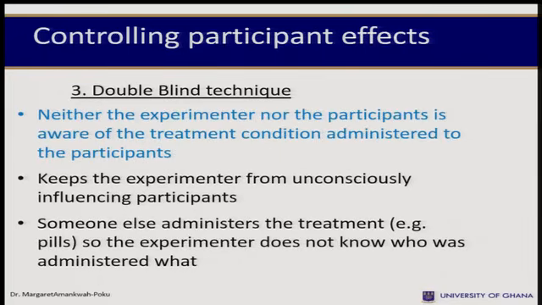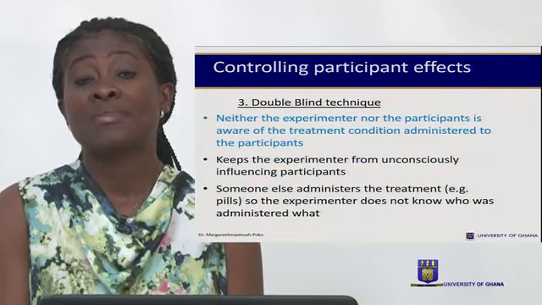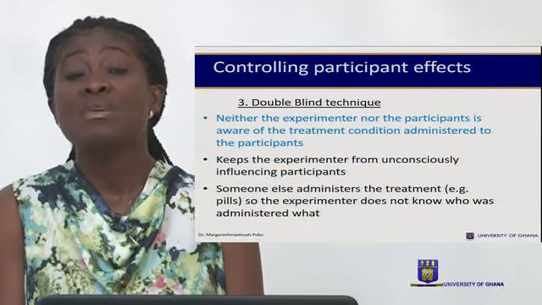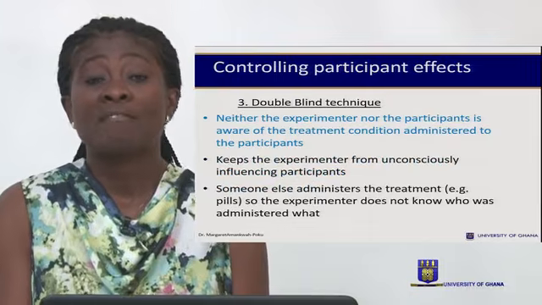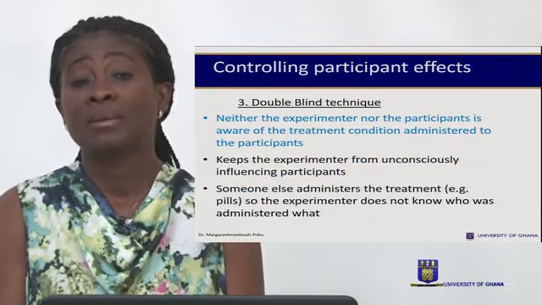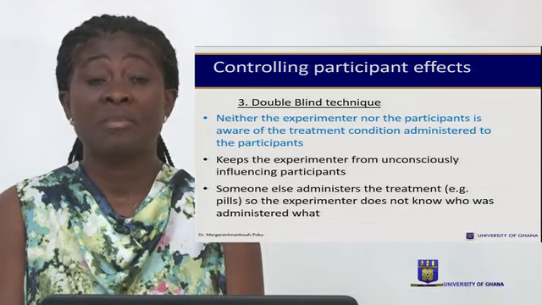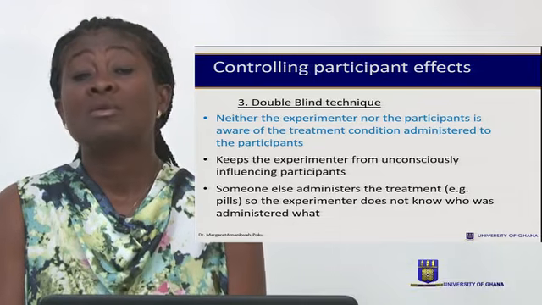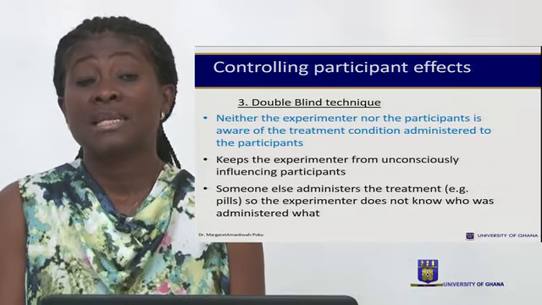Again, we can use what is called the double-blind technique, where neither the participant nor the experimenter is aware of the treatment condition. What sometimes happens is that if participants know that they are in an experimental group, they may behave in ways to help confirm the hypothesis of the study. So let's say we are testing a sleeping pill and we give the sleeping pill to the experimental group, and the experimental group knows that they have actually taken a sleeping pill.